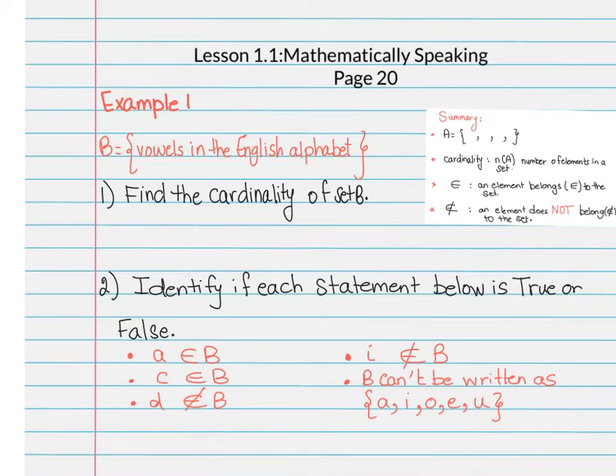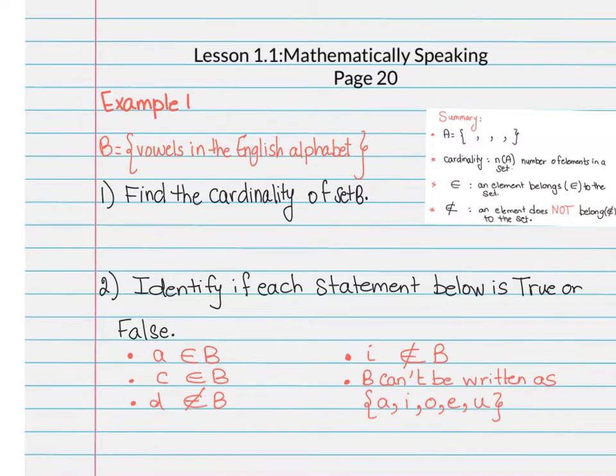Example 1, B is the vowels in the English alphabet. Question number 1 says, find the cardinality of set B. As we explained before, a set can be described in words, as given in example 1, or by listing its elements. Here, find the cardinality of set B. Describing it in words will not help us. For this reason, we're going to transform the description of a set in words into listing all the elements, which we can do because we know the vowels in the English alphabet.